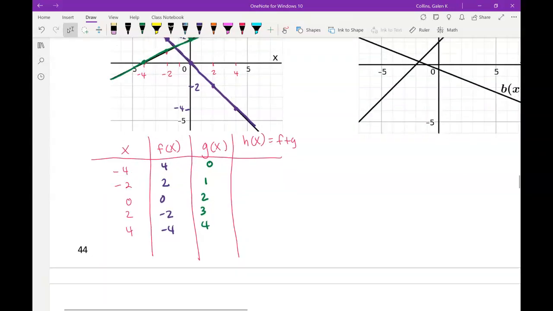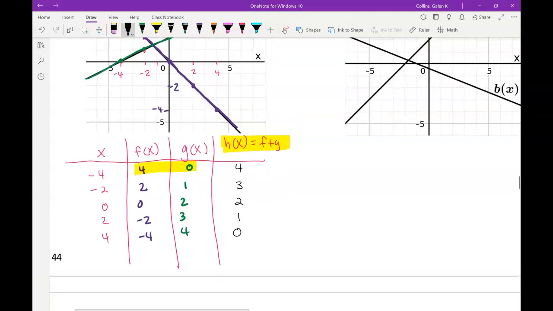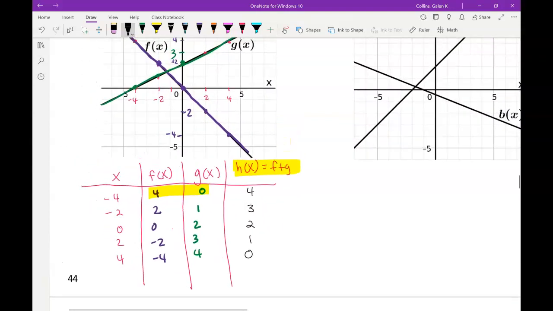All right, so now if I want to graph this new function h, we said h is f of x plus g of x. So I could just add these numbers together. So 4 plus 0 is 4, 2 plus 1 is 3, 0 plus 2 is 2, -2 plus 3 is 1, -4 plus 4 is 0. So 4, 3, 2, 1, 0.